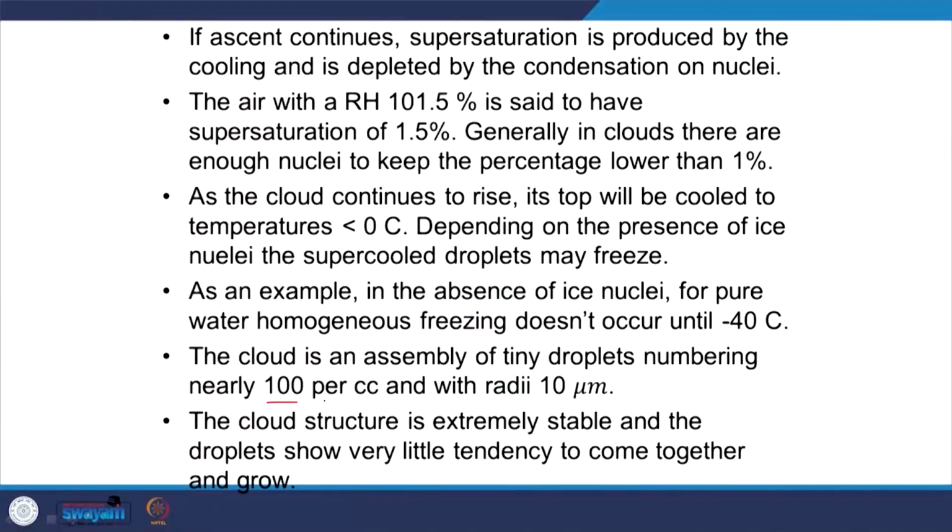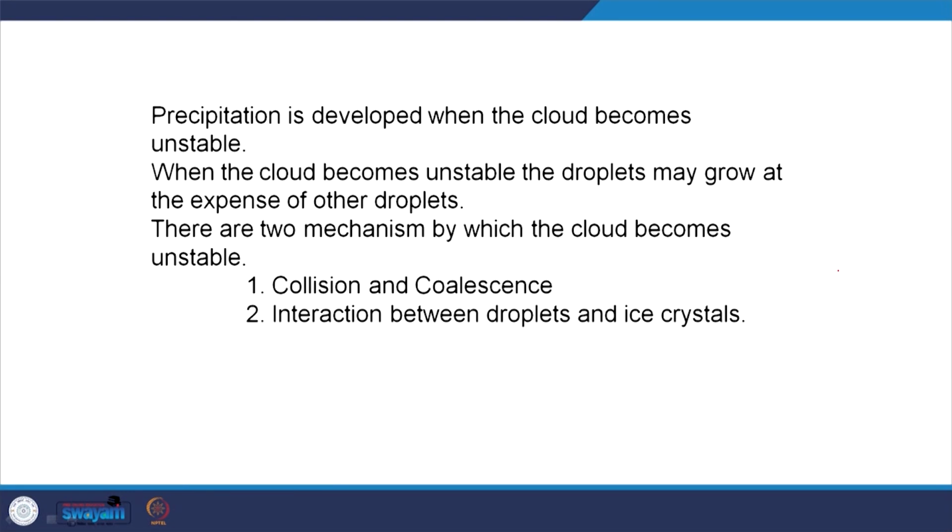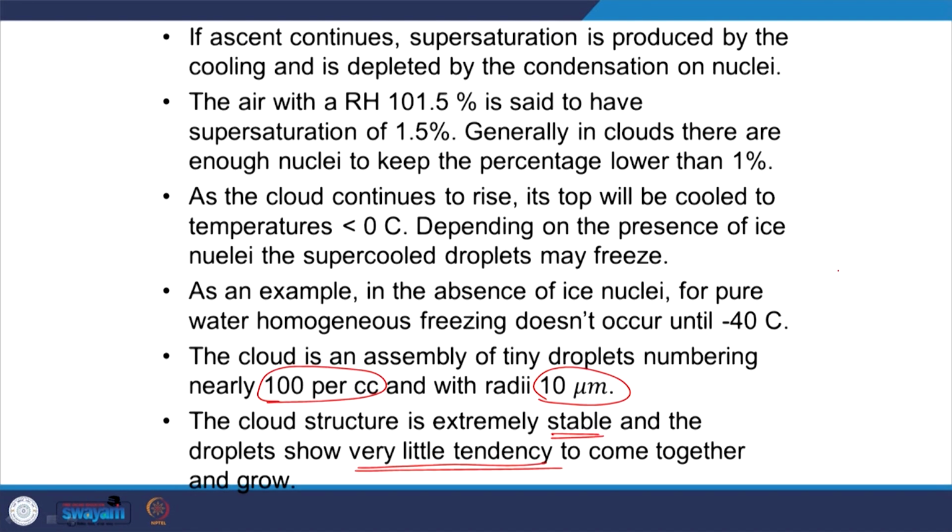Now the vertical structure of the cloud is extremely stable and the droplets show very little tendency to come together and grow. So, given the number of cloud droplets within the cloud and this radius, we say that the cloud structure is extremely stable and the droplets show very little tendency to come together and grow. So if you want to destabilize it, precipitation is developed. Now one important point that you should understand is that the cloud structure is extremely stable. The droplets naturally do not have the tendency to come together and grow.